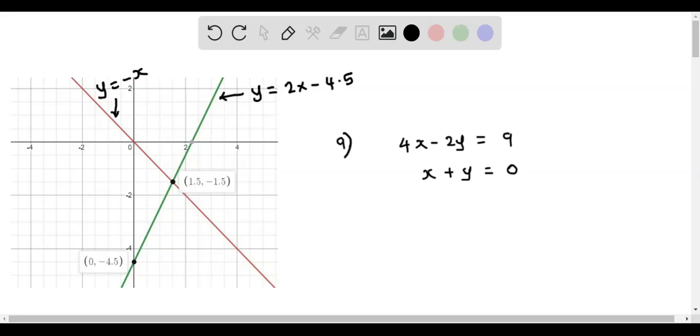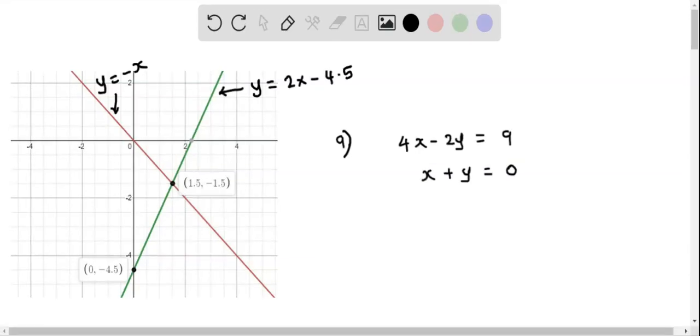We now solve this system of equations graphically. So here we have the two equations: 4x minus 2y equals 9, and the other equation is x plus y equal to 0. So let me consider the first equation. This is equation 1. This is equation 2.